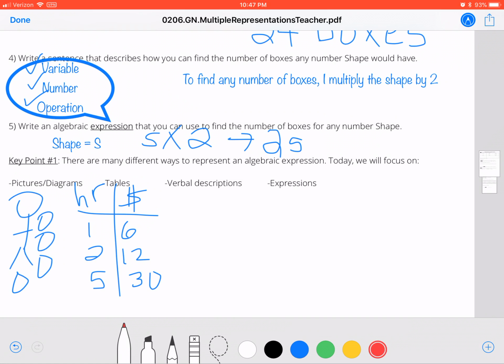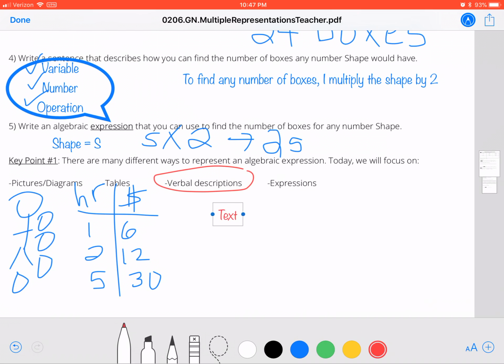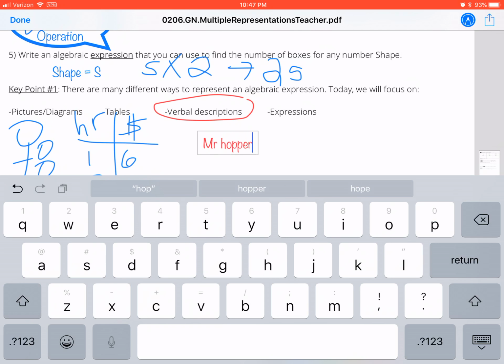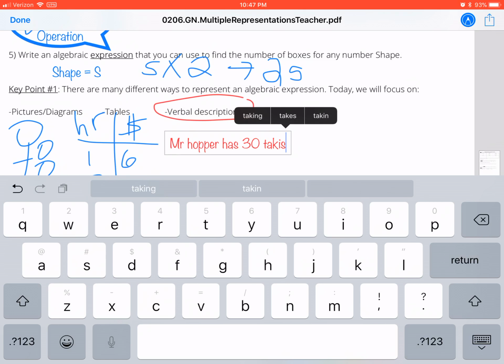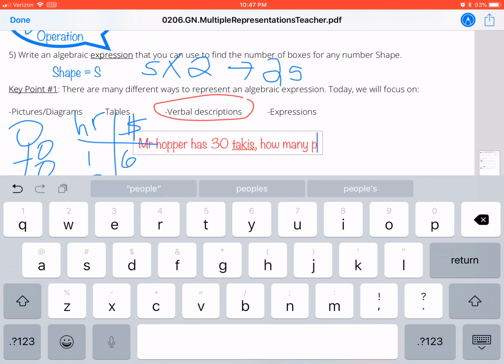This next one, verbal description, is a little bit trickier. Verbal means words, so this is things that are like a description. A verbal description might be something like, Mr. Hopper has 30 Takis. Autocorrect, you are not helping me out right now. Quit doing that. How many Takis?